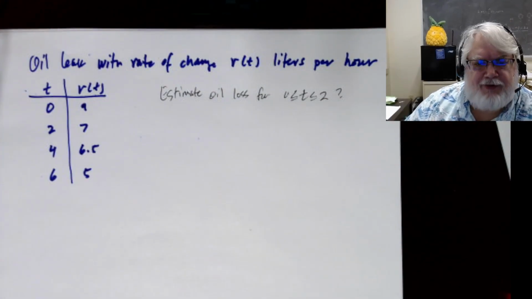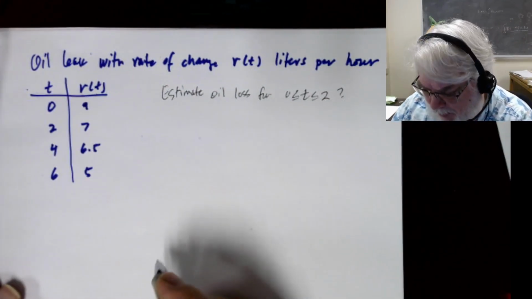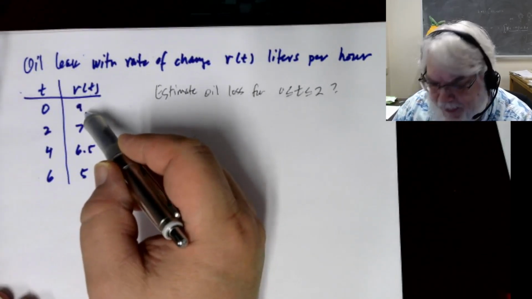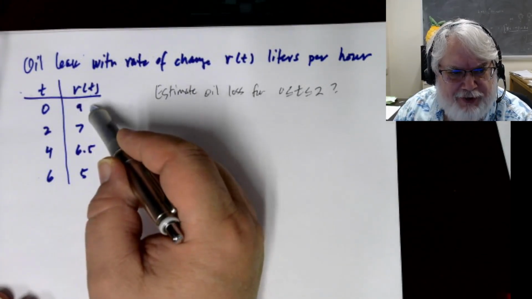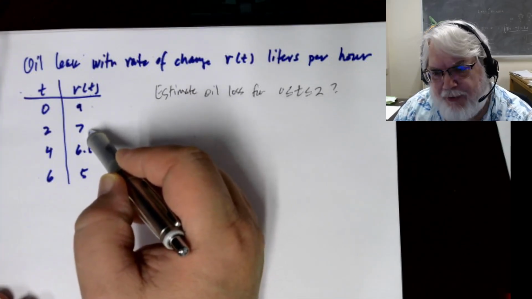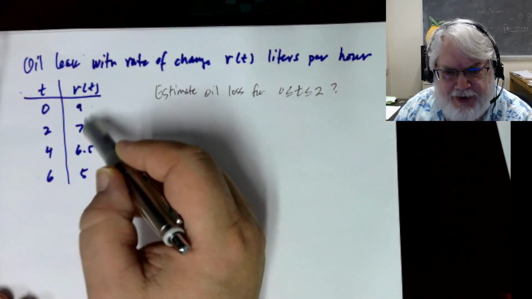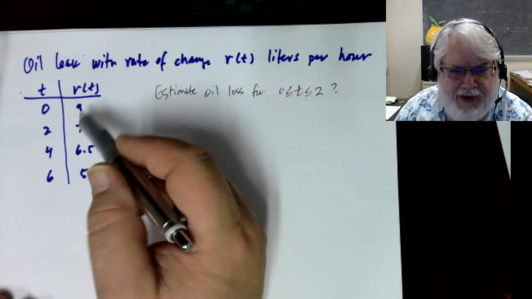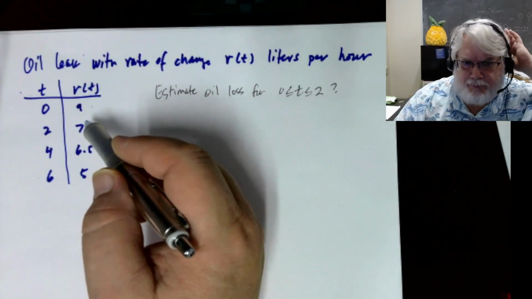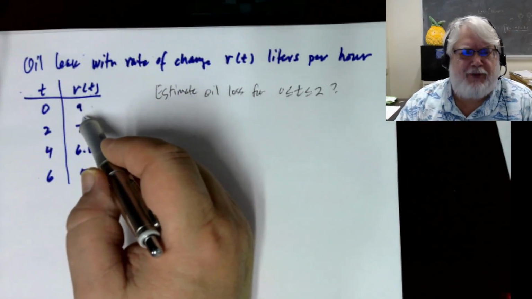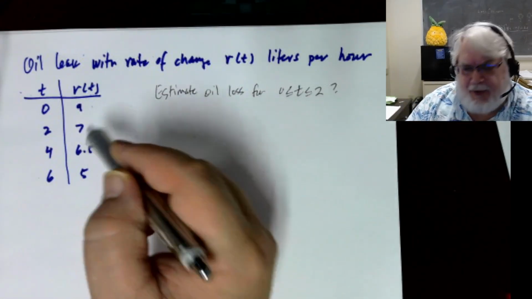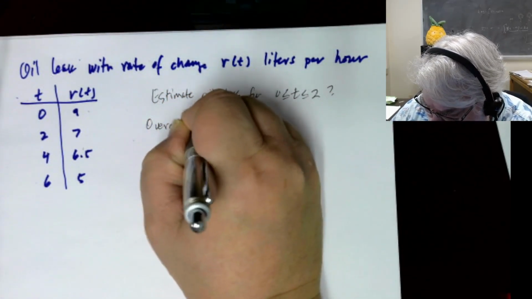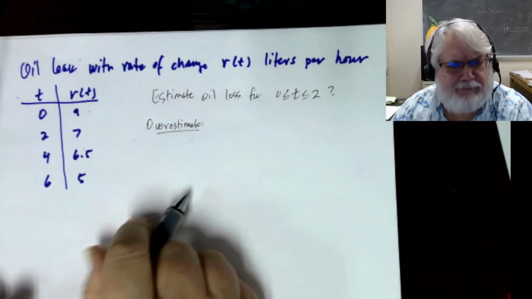Okay, well, there's several ways to do this, so there's not a single right answer. Notice that the oil rate loss is going from 9 liters per hour to 7. Now we don't know that this is a nice continuous drop here, but you could probably assume that if you wanted to. However, we know that we start with 9 and we end at 7. So what would an overestimate be to overestimate the amount of oil that's lost?